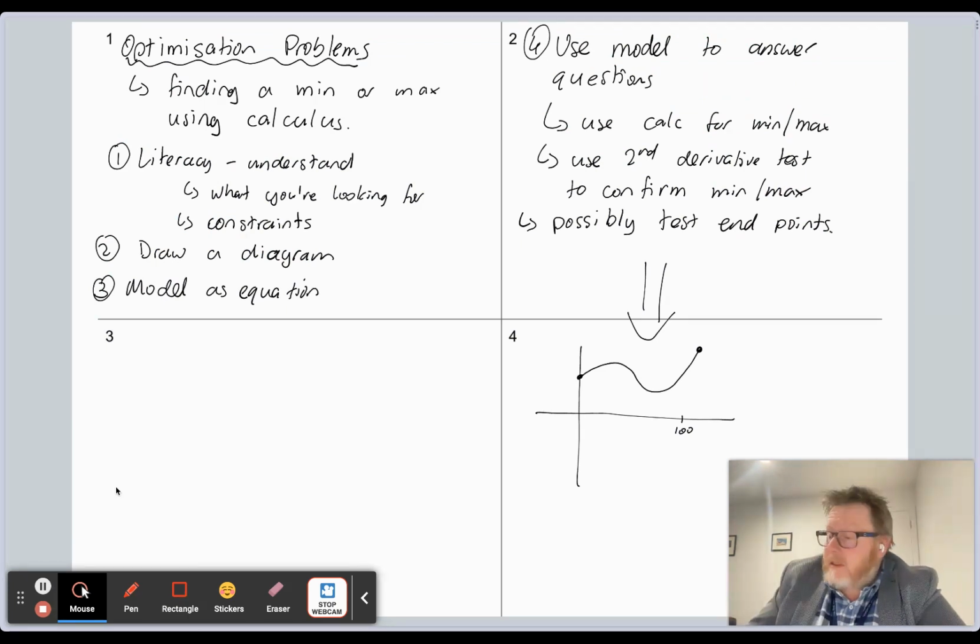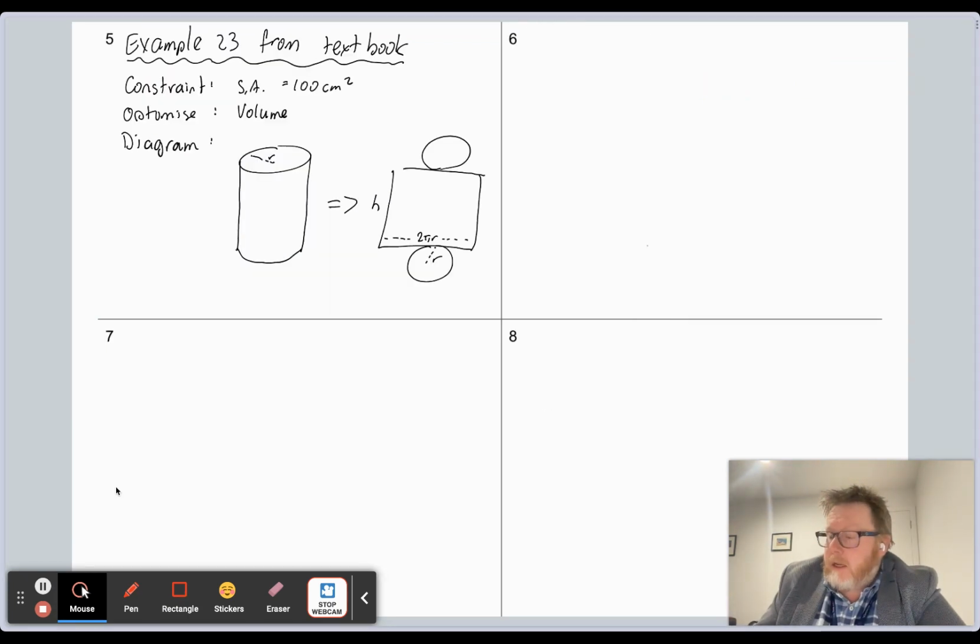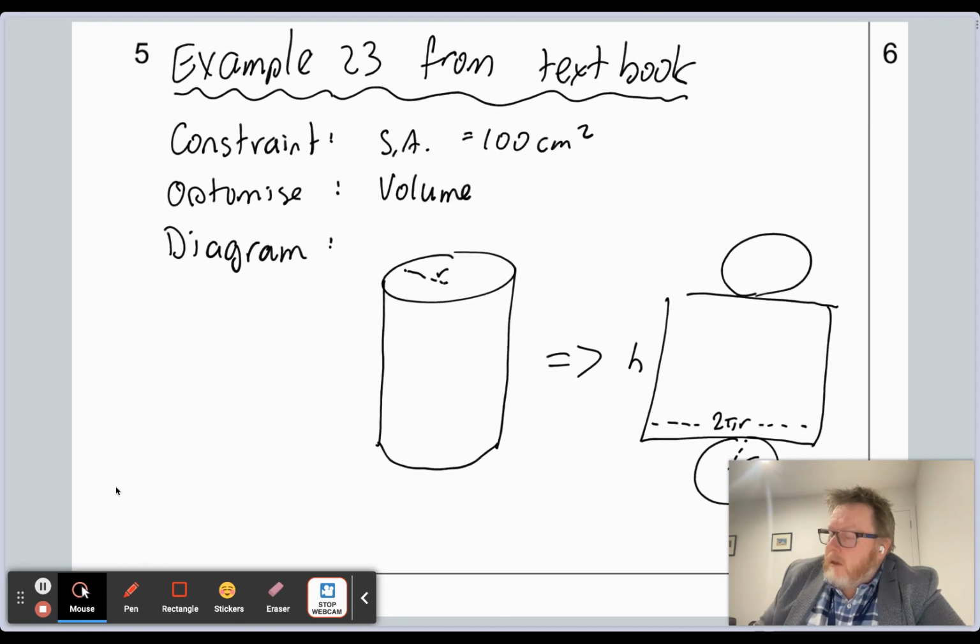So I've just started the problem up on the next slide. I'll just zoom up for a bit. You don't necessarily have to write this down, but you need to be able to at least mentally identify some of the things from the paper. There was a constraint that the surface area has to be 100 square centimeters. We were asked to optimize the volume. So they're the two things we're looking for. And there was a second constraint, wasn't there? The radius had to be 2 centimeters, but that was an additional section to the question.